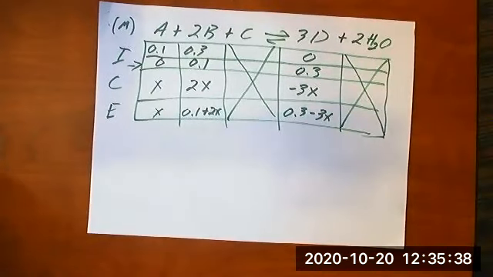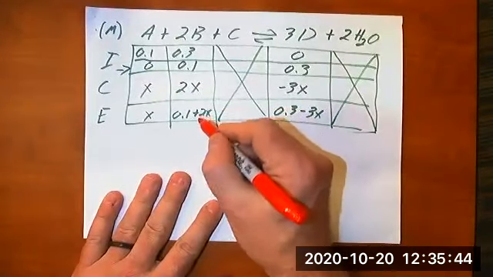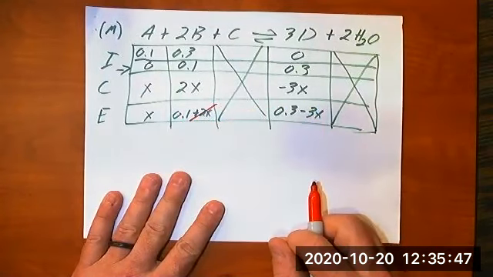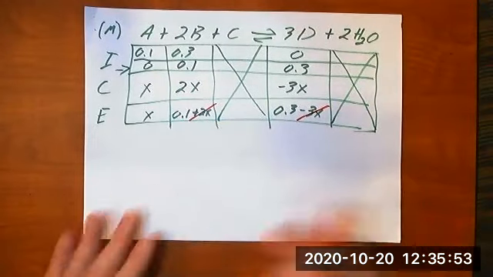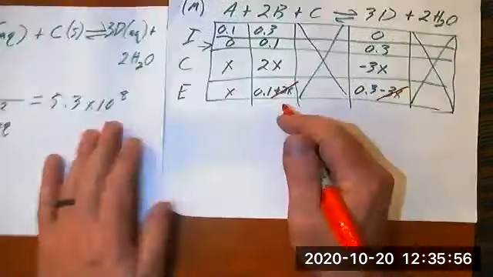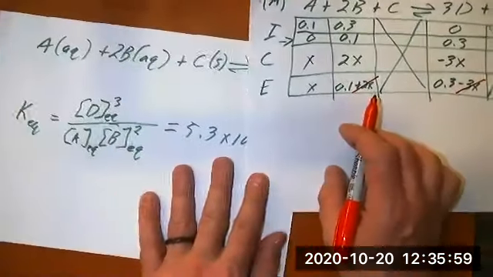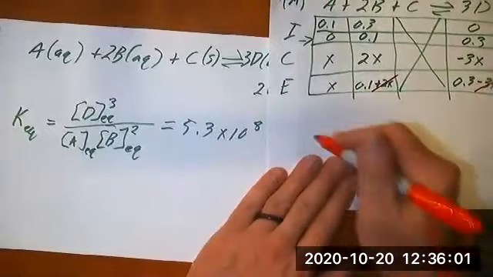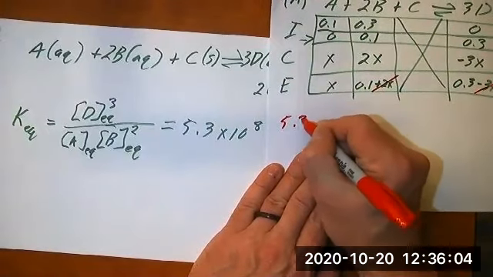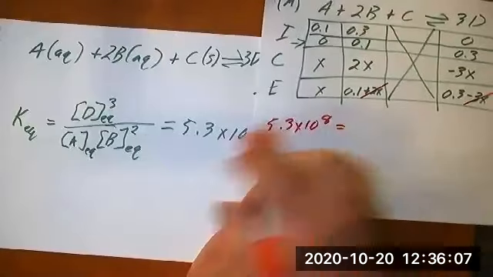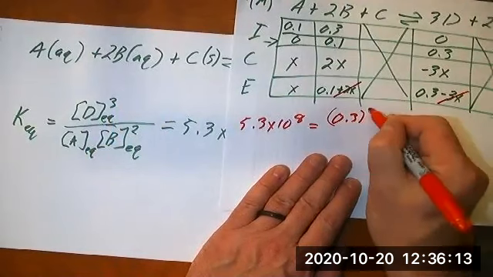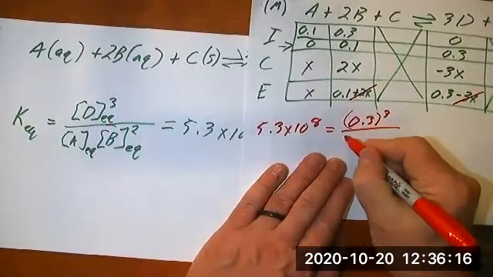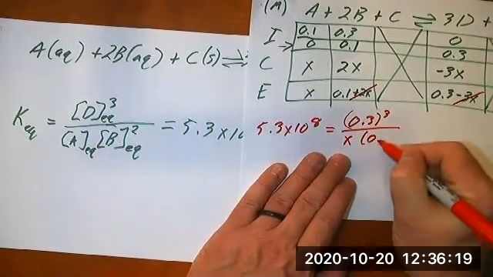So I'm going to switch colors and pens here so that we can identify that we are doing an approximation. So we're going to assume that this 2x is small compared to 0.1, and that this 3x is small compared to 0.3. If we do that, then we look at our equilibrium expression. Is everything fitting? Almost. Okay, and so we say now our Keq, which is 5.3 times 10 to the 8th, is going to equal D cubed, so that's 0.3 cubed, over A, which is an x, and B squared, 0.1 squared.